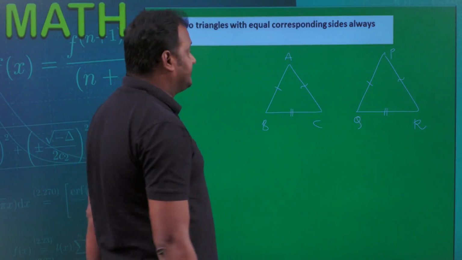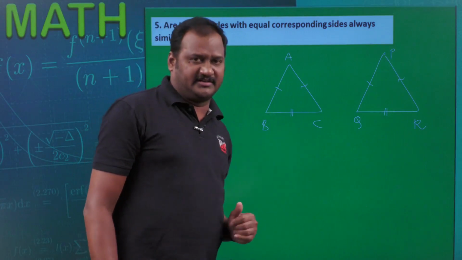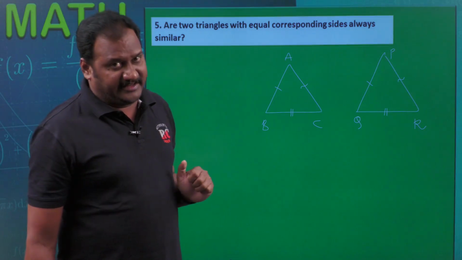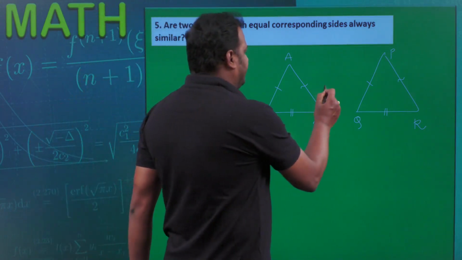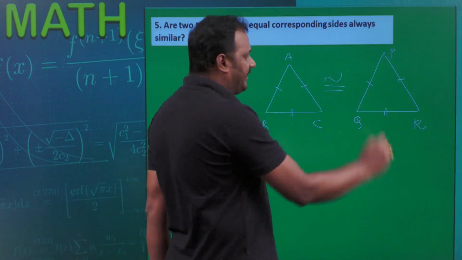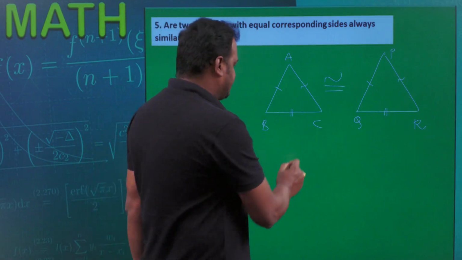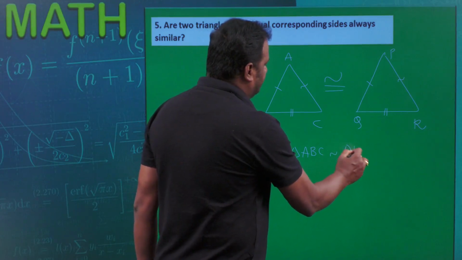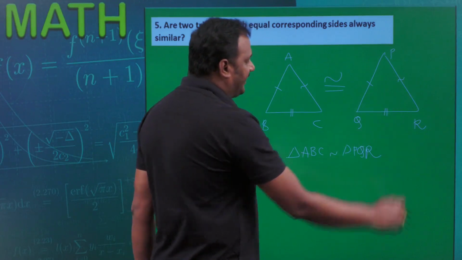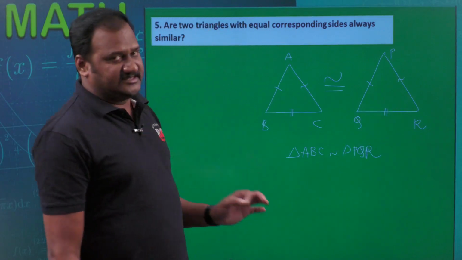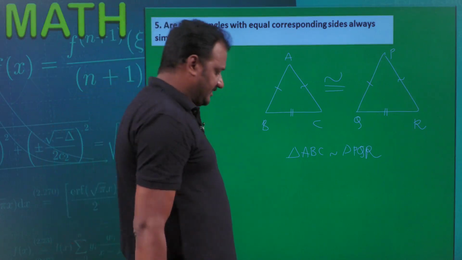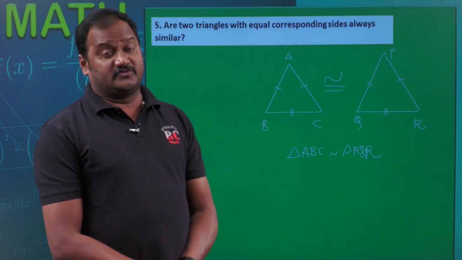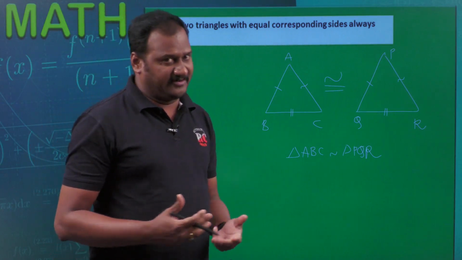Equal sides are always similar or not? Are these two triangles congruent? Yes, they are congruent by SSS congruence. If two triangles are congruent, then those two triangles are always similar. So we can say that triangle ABC is similar to triangle PQR always. Your answer is yes, they are always similar, because if two triangles are congruent, they are always similar. If two triangles are similar, they may not be congruent.